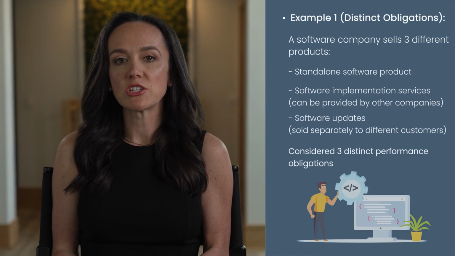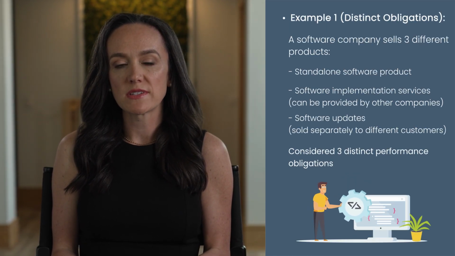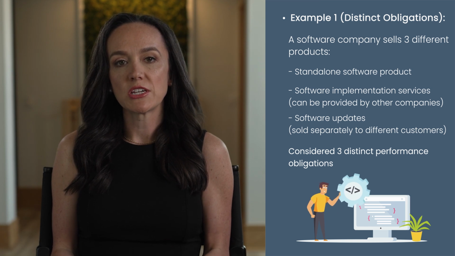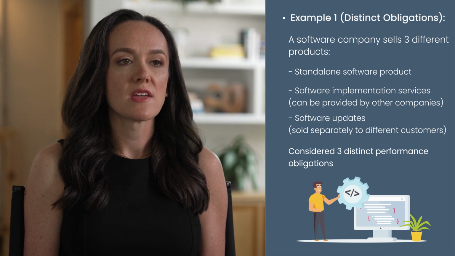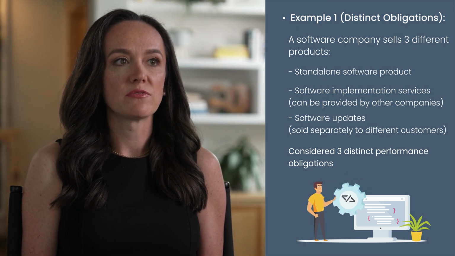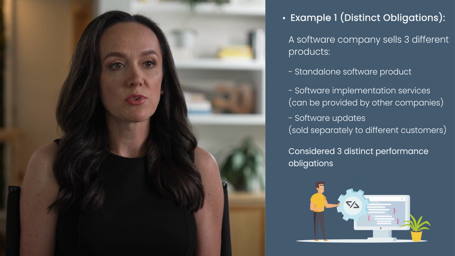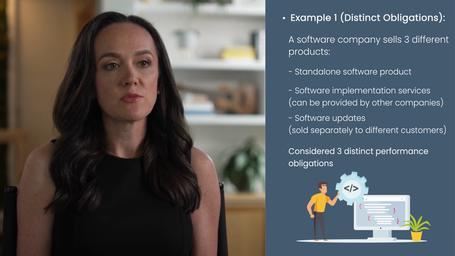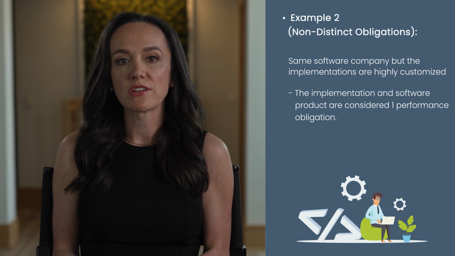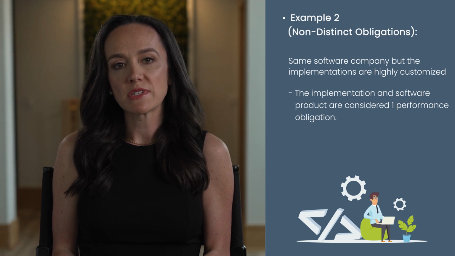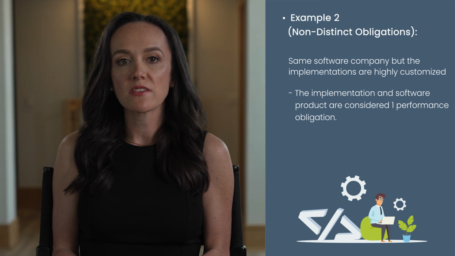We're going to use a software company. A software company is selling their implementation services, their software, as well as updates. The implementation services can be provided by other companies, and their updates are sold to existing customers. The fact that other companies can provide implementation services and updates are also provided to other customers means that there are 3 distinct pieces of this agreement. Let's switch this narrative a little bit. We're the same software company. The only difference is the implementation is custom. Since the implementation is custom, the implementation and the software itself are considered one obligation.